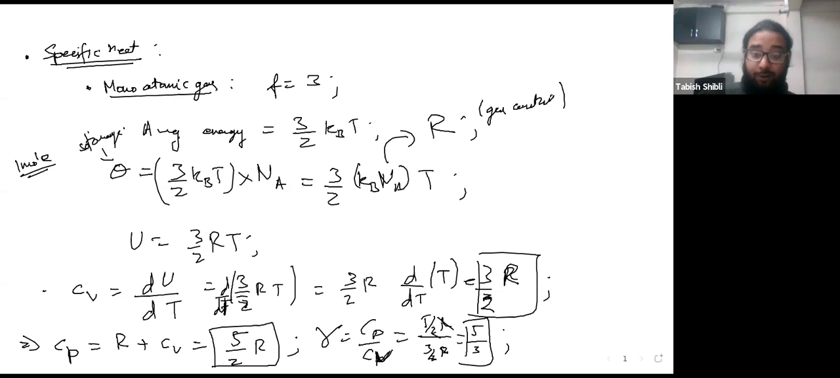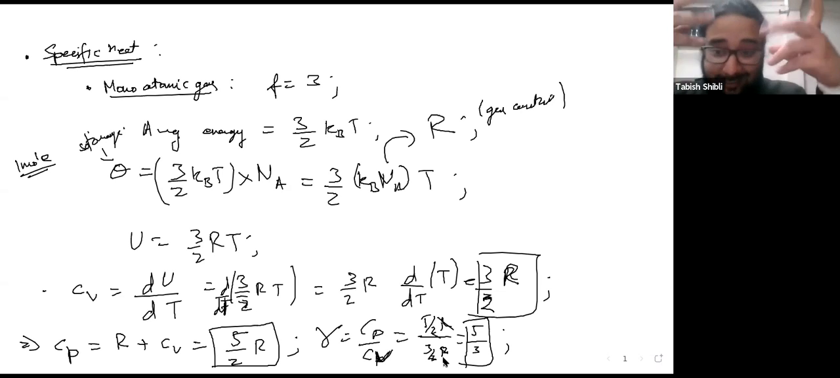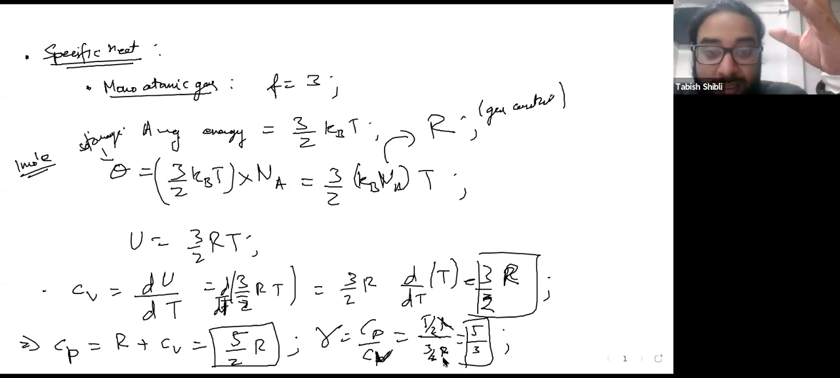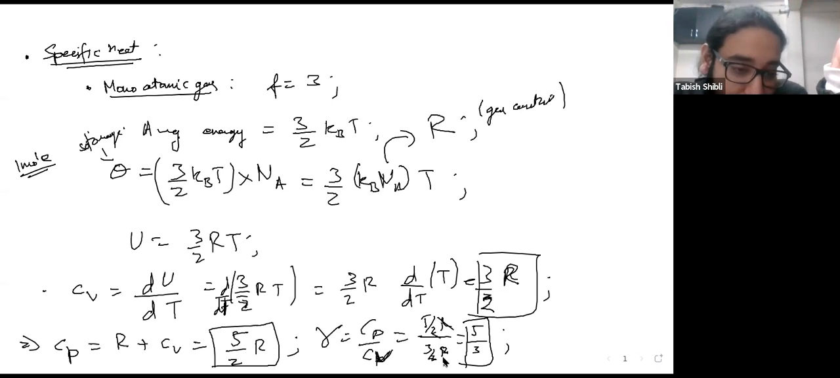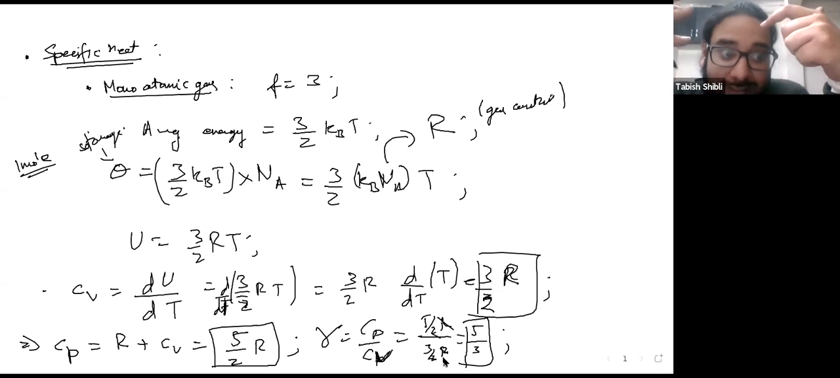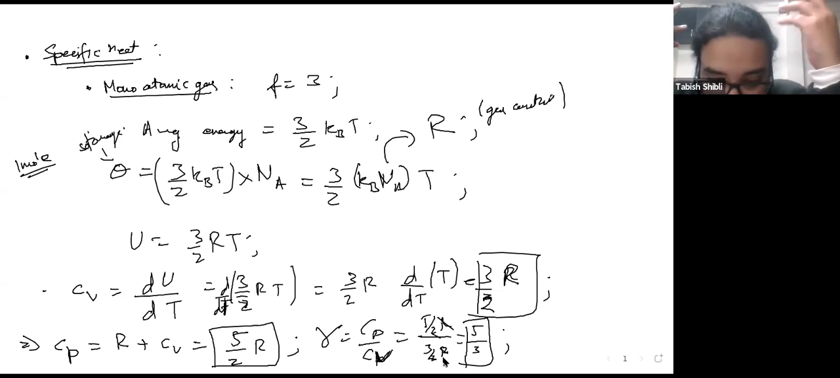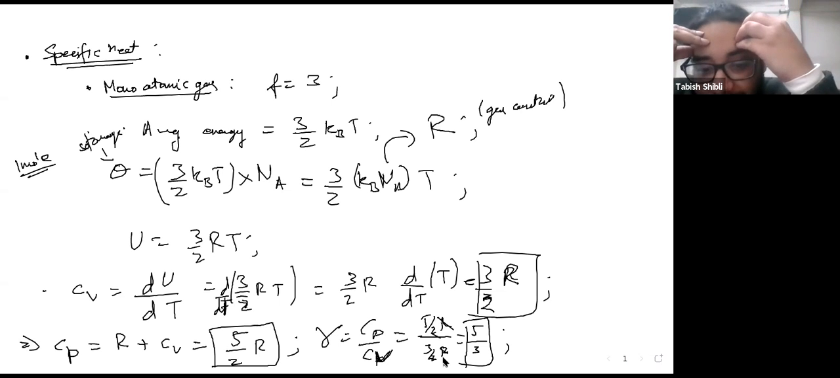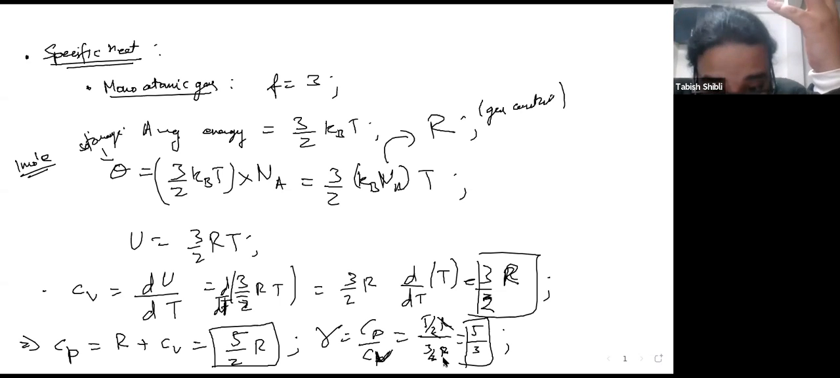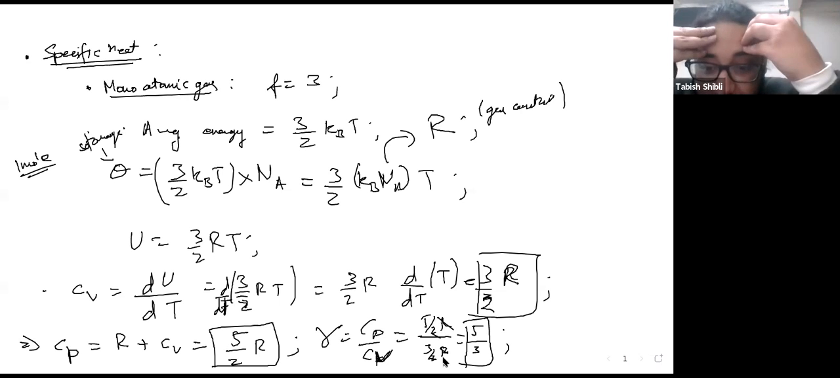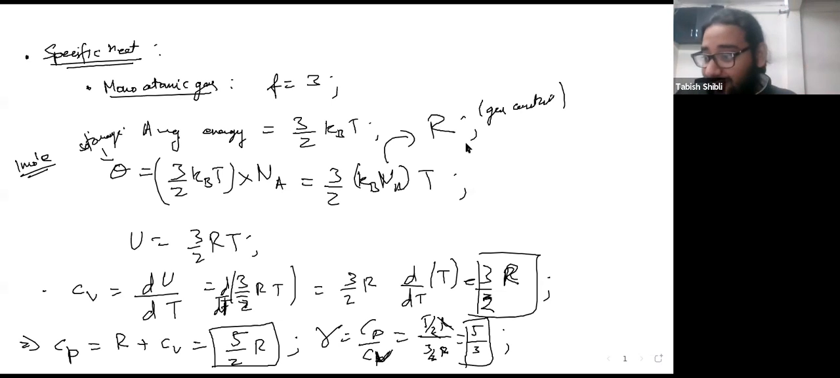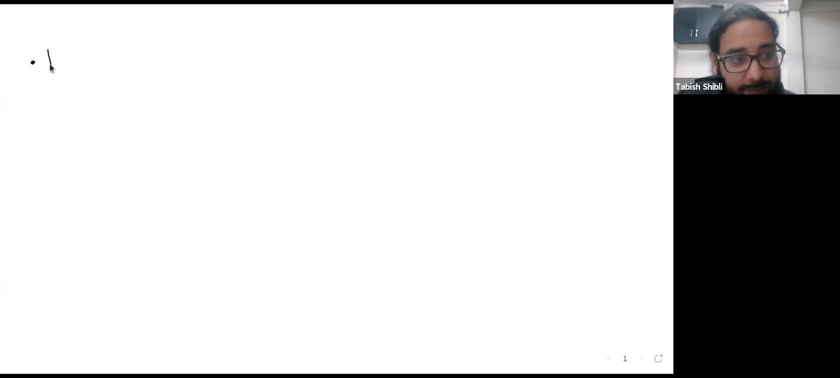So essentially, for a monatomic gas, just by realizing this basic phenomenon, you can figure out the specific heat. You don't have to go out and do an experiment. You can theoretically predict the specific heat, or the gamma constant, the adiabatic constant of the gas. Isn't that amazing? Now, let's do that for the next case. Let's do that for the diatomic case.